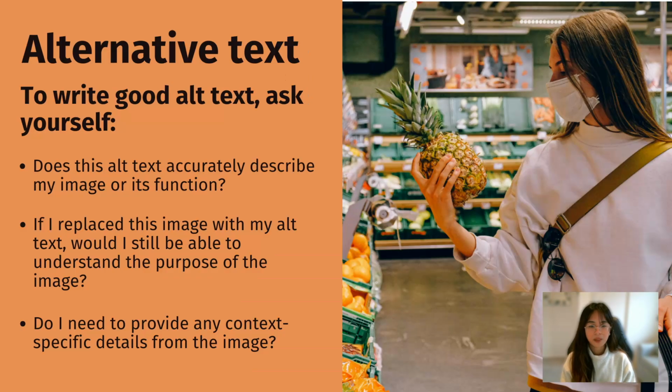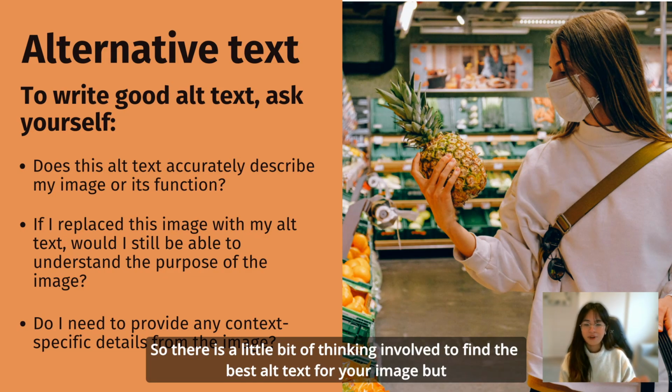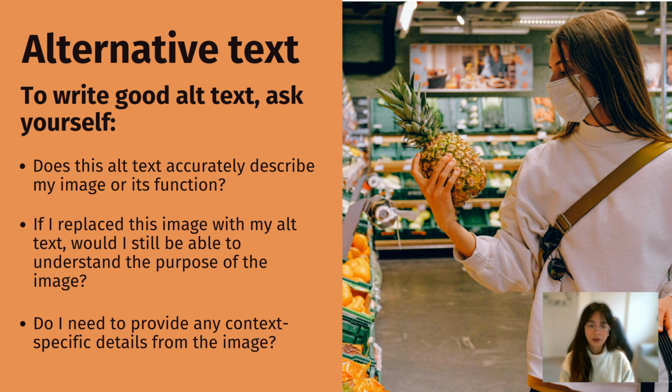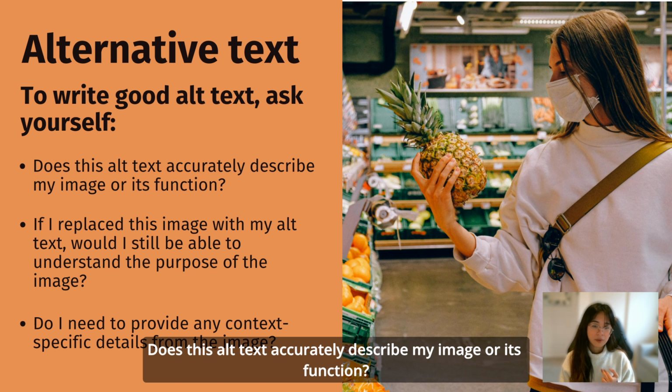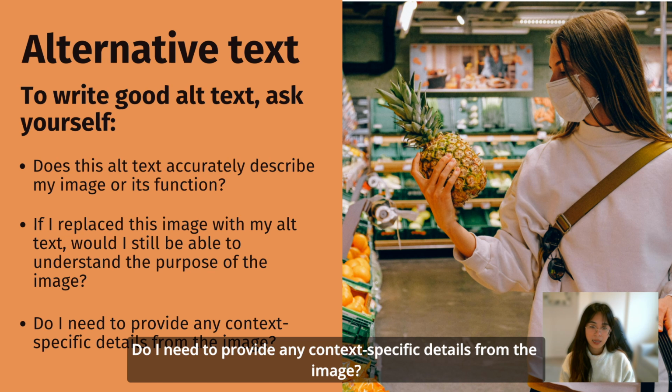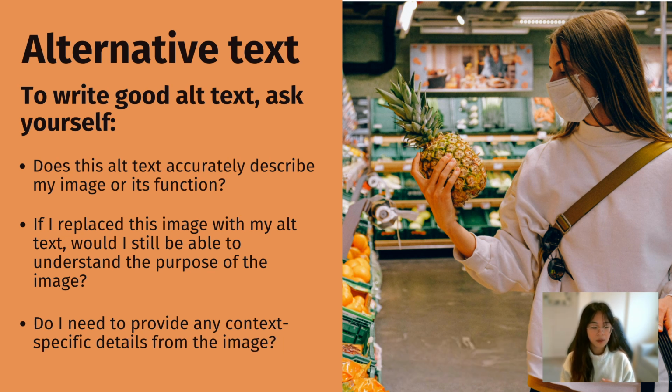So continue to next page is a lot more helpful in this situation than actually knowing what the arrow looks like. So there is a little bit of thinking involved to find the best alt text for your image, but really the important questions that you need to ask yourself are, does this alt text accurately describe my image or its function? If I replace this image with my alt text, would I still be able to understand the purpose of the image? And do I need to provide any context-specific details from the image?